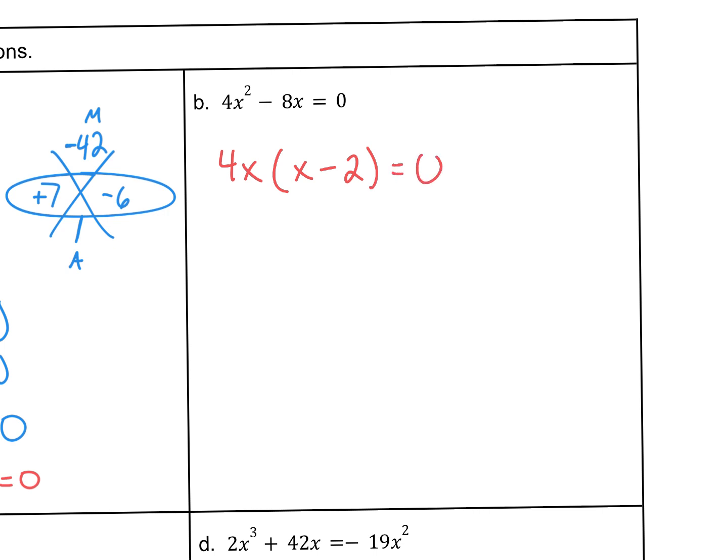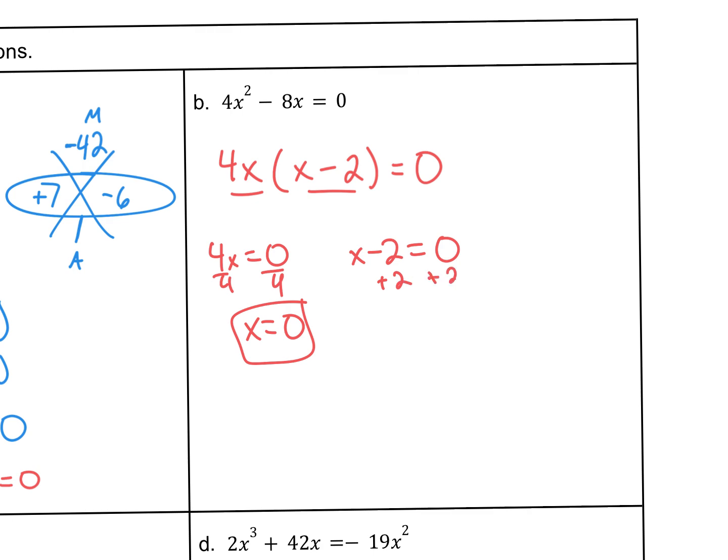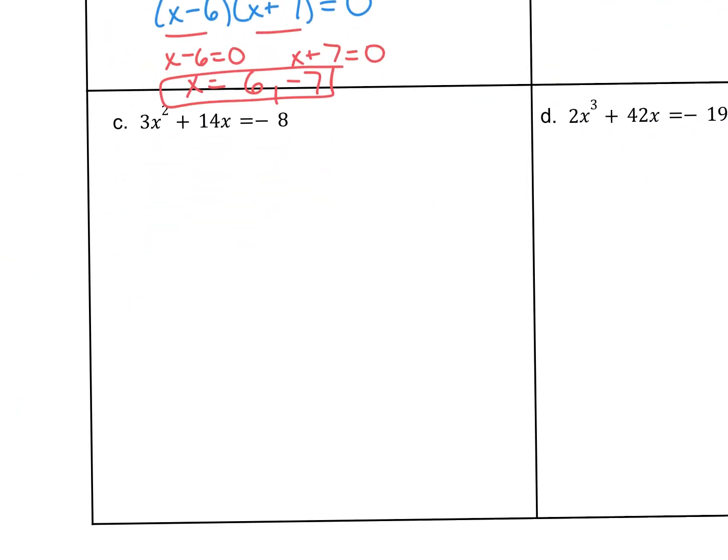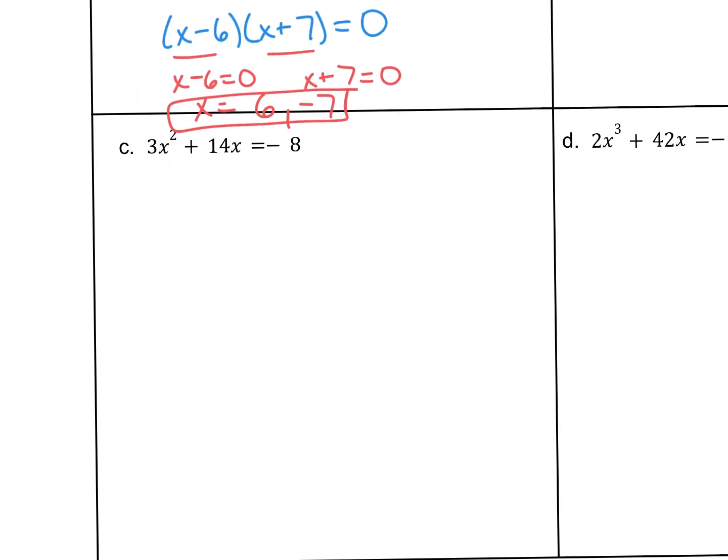And then I ask myself, am I fully factored? I am. So I go ahead, break them apart, set them equal to 0. Solve them. X is 0 and x is 2. That's it. That one was pretty simple, okay? Don't overthink these. And then we go to C.